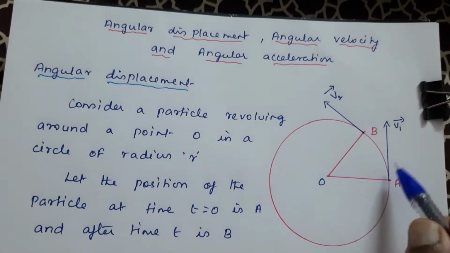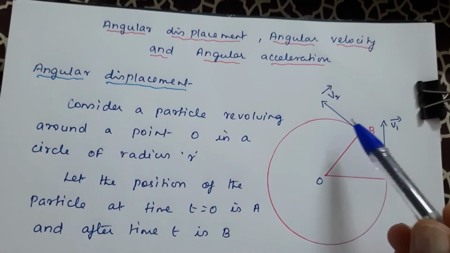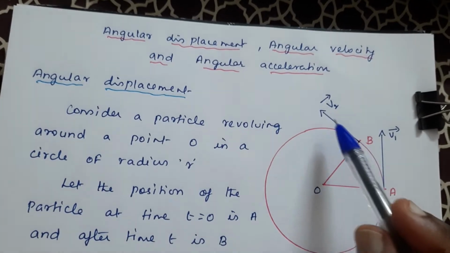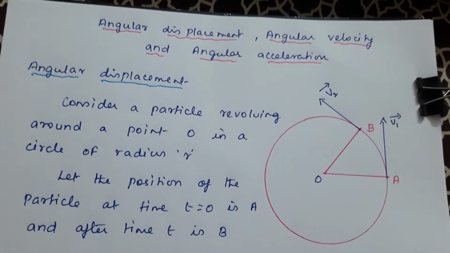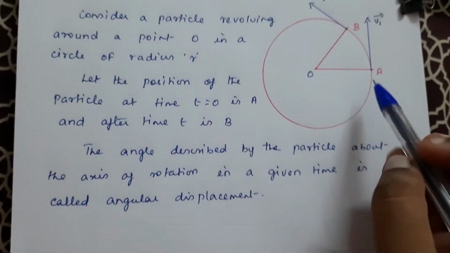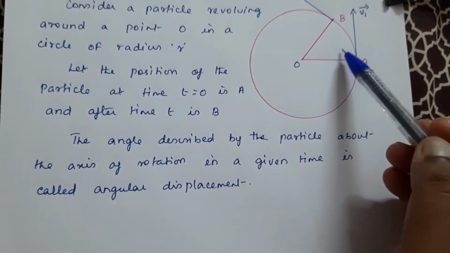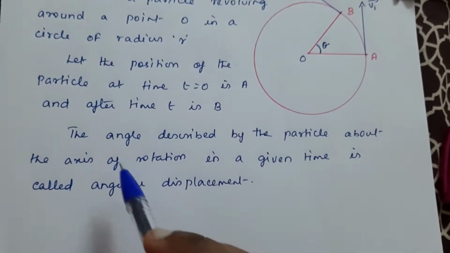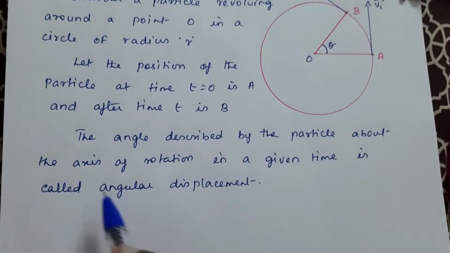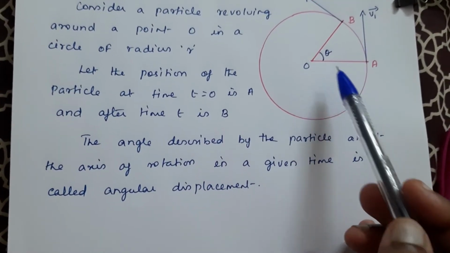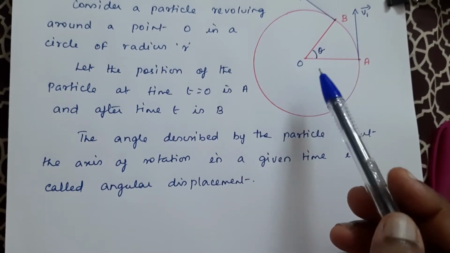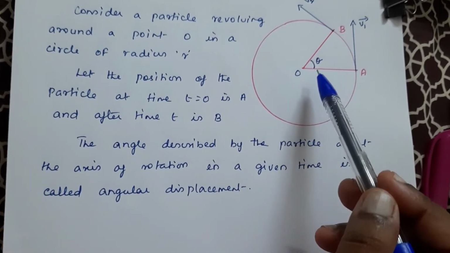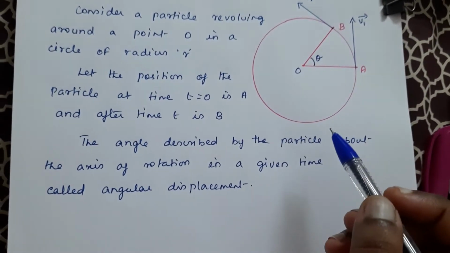So at A, the velocity of the particle is V1. At B, the velocity of the particle is V2. The velocity acts tangentially. When the particle is moving from A to B, it makes an angle theta. So the angle described by the particle about the axis of rotation at a given time is called angular displacement. That is the angle made by the particle about the axis of rotation in a particular time.